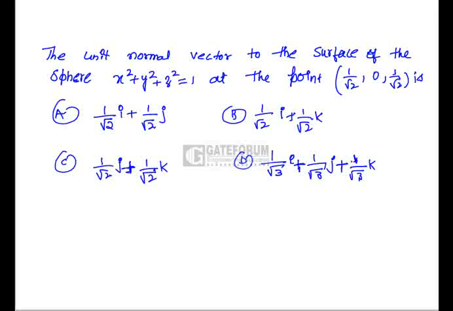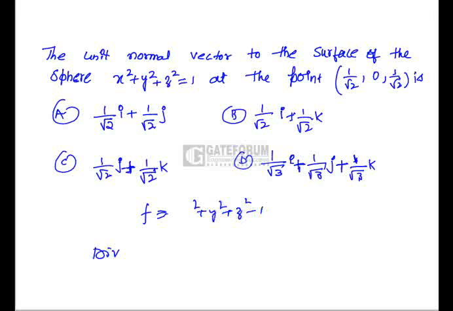Normal vector to the surface of the sphere x square plus y square plus z square equals 1 at the point 1 by root 2, 0, 1 by root 2 is. So we have to find the unit normal vector along a sphere whose equation is given, at the point 1 by root 2, 0, 1 by root 2. Now let us consider the sphere as some function f. Consider this function as x square plus y square plus z square minus 1.